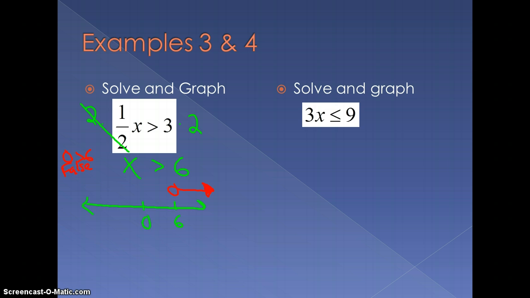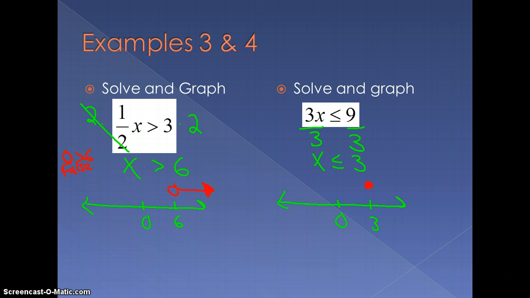3x is less than or equal to 9. The inverse of multiplying by 3 is dividing by 3. I get x is less than or equal to 3. Graph it. I have 0 and 3. Again, x is less than or equal to 3, so I have a solid circle because it can be 3.